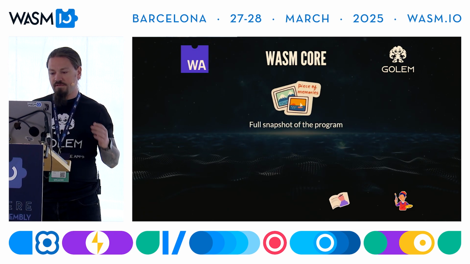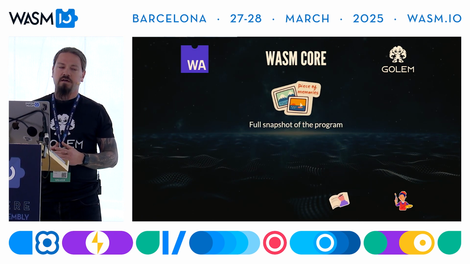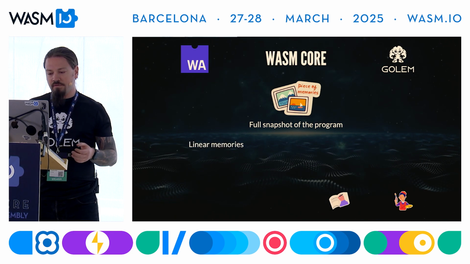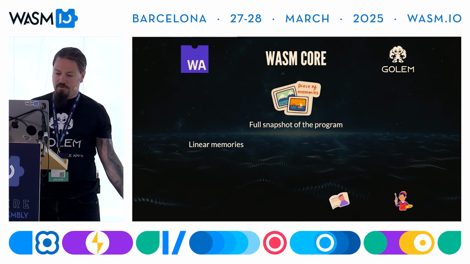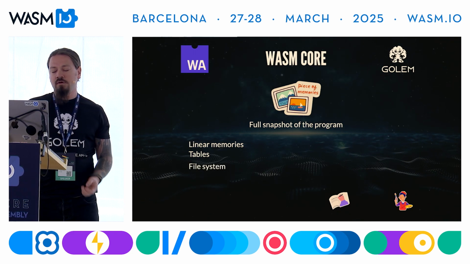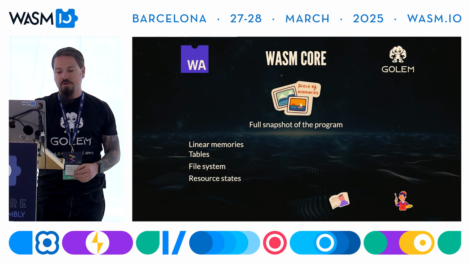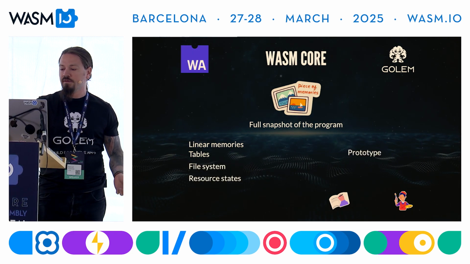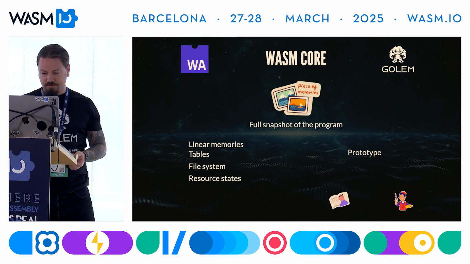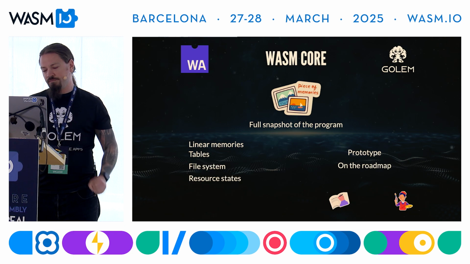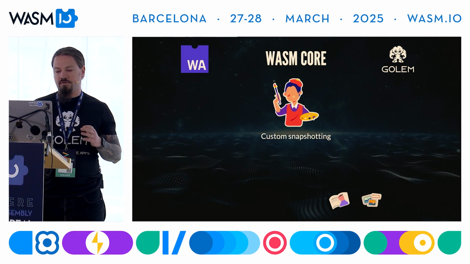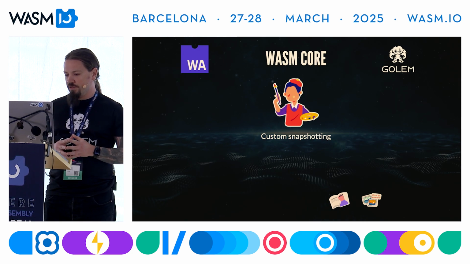And when it does matter, then we can optimize this by taking snapshots of the program from time to time. And here I mean taking a snapshot of everything, the linear memories, the function tables, the file system associated with this program, the resource states. And this is something we don't have yet. We had a working prototype. It's somewhere in our roadmap. But even until we have it, there is a third possibility, which I'm calling custom snapshotting.